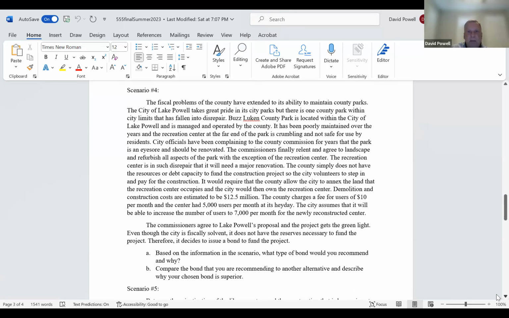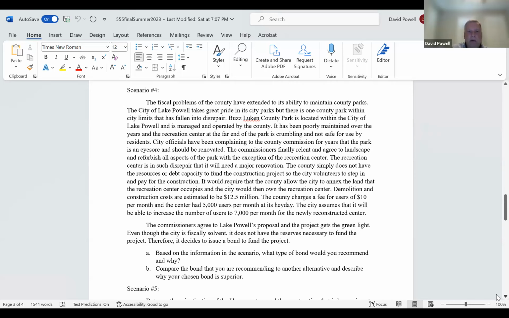City officials have been complaining to the county commission for years that the park is an eyesore and should be renovated. The commissioners finally relent and agree to landscape and refurbish all aspects of the park with the exception of the recreation center. The recreation center is in such disrepair that it will need a major renovation. The county simply does not have the resources or the debt capacity to fund the construction project, so the city volunteers to step in and pay for construction. It would require that the county allow the city to annex the land that the recreation center occupies, and the city would then own the recreation center.